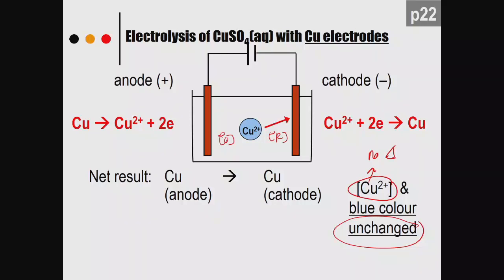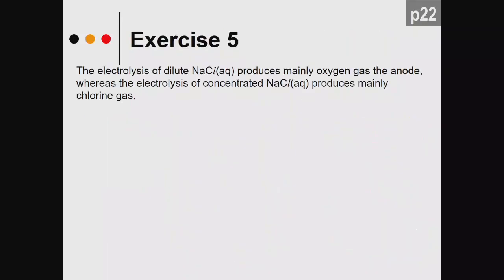Okay, so with that, we have looked at all the factors that will affect what is discharged at your electrode. We will now look at an exercise, which is exercise 5. In exercise 5, we are supposed to explain why electrolysis of dilute NaCl produces oxygen, but when you change it to concentrated NaCl, it now produces chlorine. So they are looking at what is discharged at the anode.